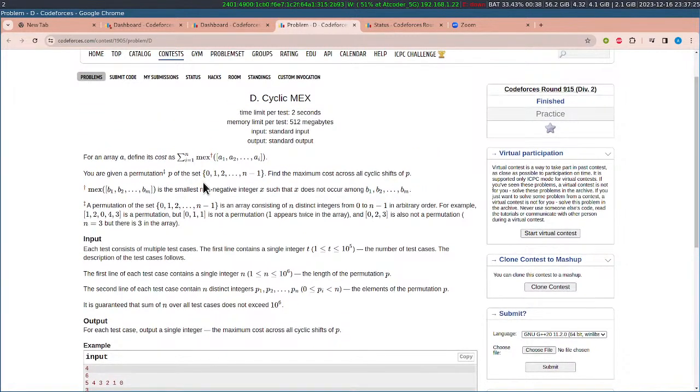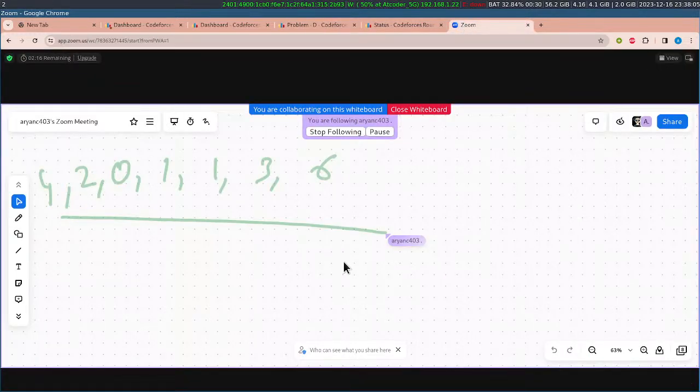Now let's look at a brute force solution. A brute force n square algorithm would be: there are n possible cyclic shifts here. We try all the possible cyclic shifts and find the max of all of them. Any confusion on the problem statement before I move to the solution? Okay, no confusion on the problem statement.